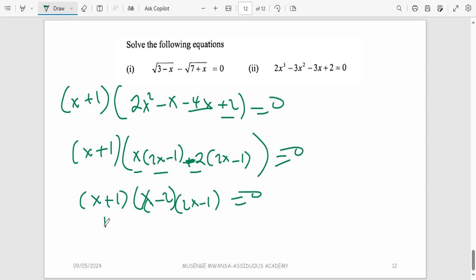Just equate now each term to 0. Equate this one to 0, you find that x equals negative 1. This one to 0, x is equal to 2. This one to 0, you find that x is equal to half. These are your answers. This is not an inequality, it's an equation.